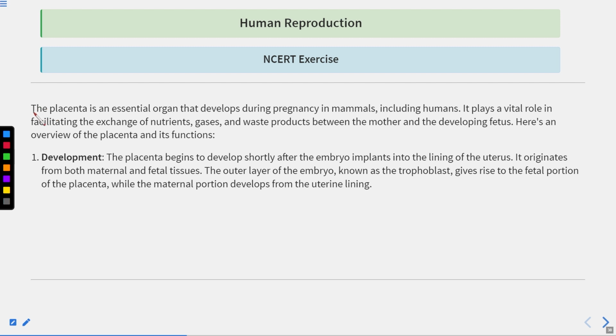Okay. So let's have a look at the development of the placenta. The placenta is an essential organ, or an essential tissue, that develops during pregnancy in mammals, including humans. It plays a vital role in facilitating the exchange of nutrients, gases, as well as waste products between the mother and the developing fetus. So let's study the overview of the placenta and its function.